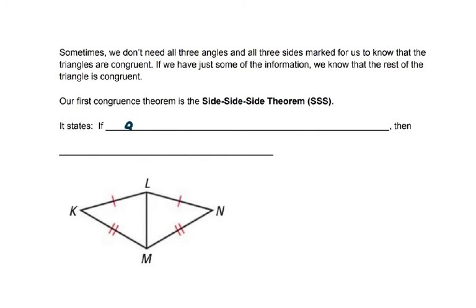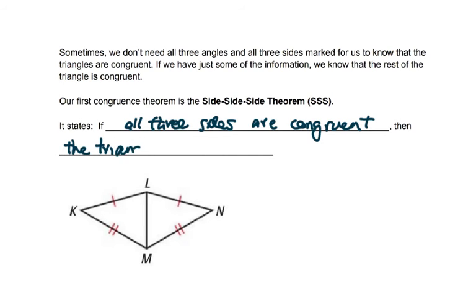And it says if all 3 sides are congruent, then the triangles are congruent.